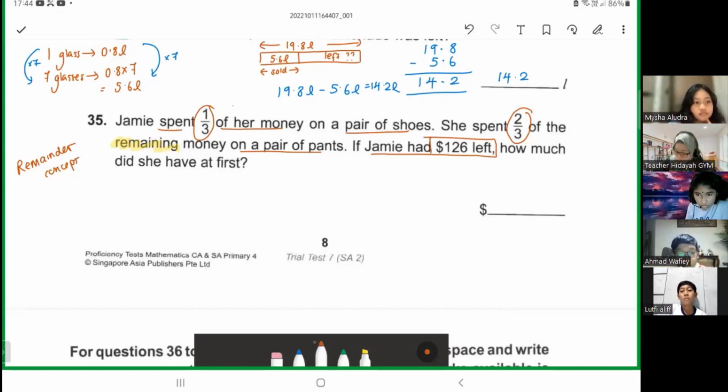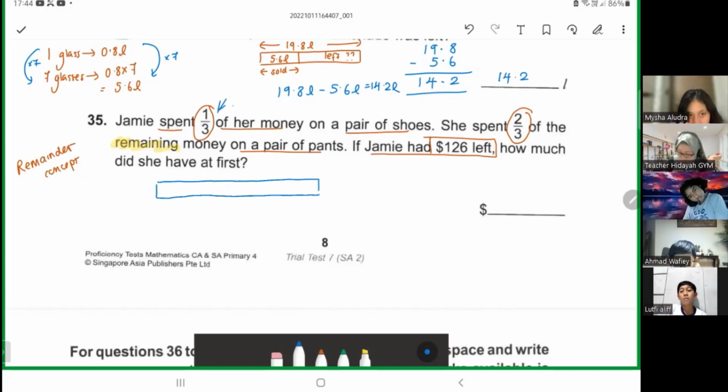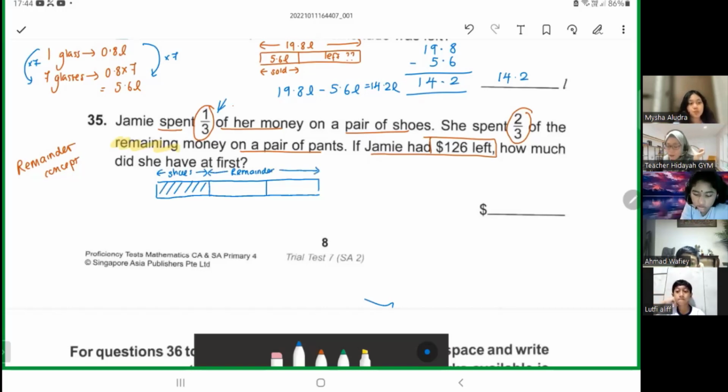Okay, so we draw the model based on this one first. When I say she spent 1/3, it means she has three parts of her money at first, right? She has 3 parts of the money, like that. She spent 1/3, this one, on shoes. Then where is the remainder? This is my remainder, correct? If you look at the remainder, it is 2 parts.